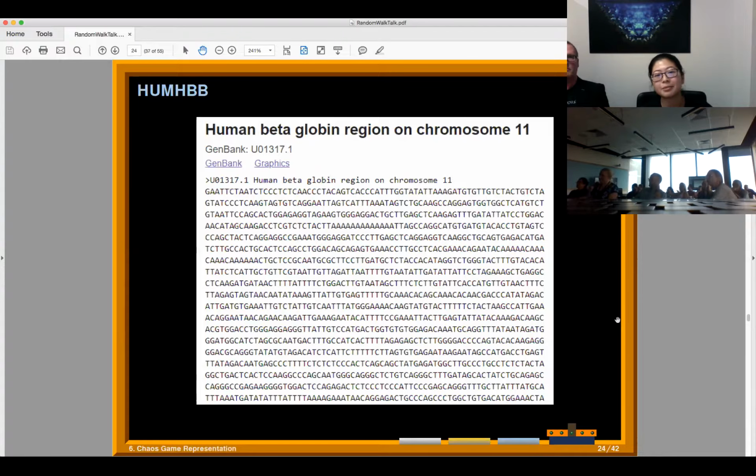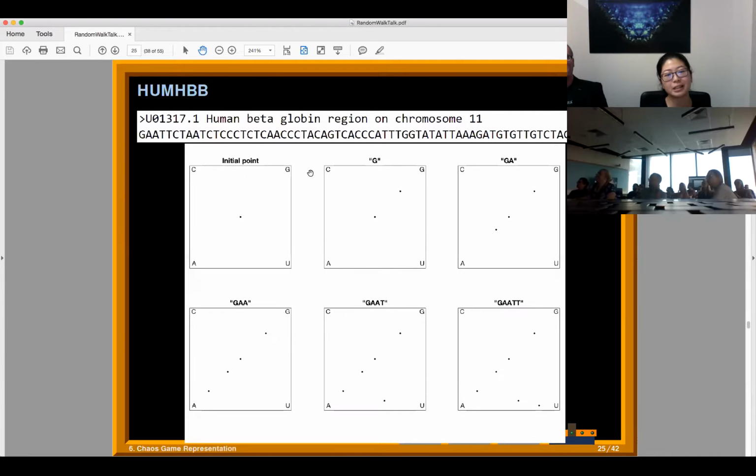So for example, here we have a sequence called human beta globin. Regardless of the sequence, we're just going to take the first few and show you how you would go about using CGR. So let's just look at the first 5. We can see here on the bottom left corner we have A, and then you move up to C, G, and U. In this case it's actually T, but that's fine. And our initial point is in the center here.